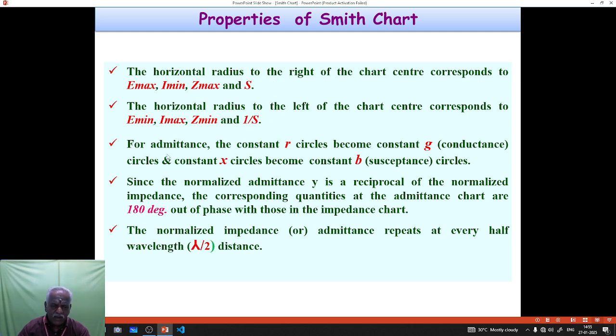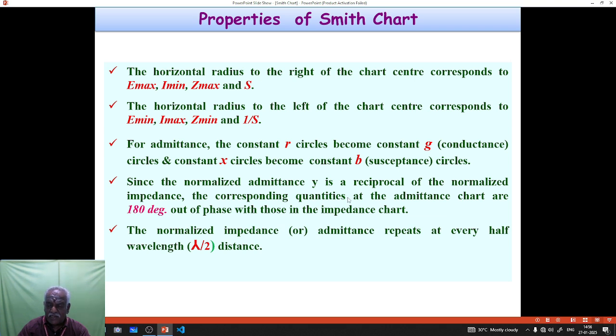For admittance, the constant R circles become constant G conductance circles and the constant X circles become constant B, that is susceptance circles. So we have already discussed the Smith chart. It is basically an impedance chart. It can also be used as an admittance chart. So how can it be used? The R circles become G circles and the X circles become B circles. That's it. The normalized admittance Y is a reciprocal of the normalized impedance. This we have proved already.